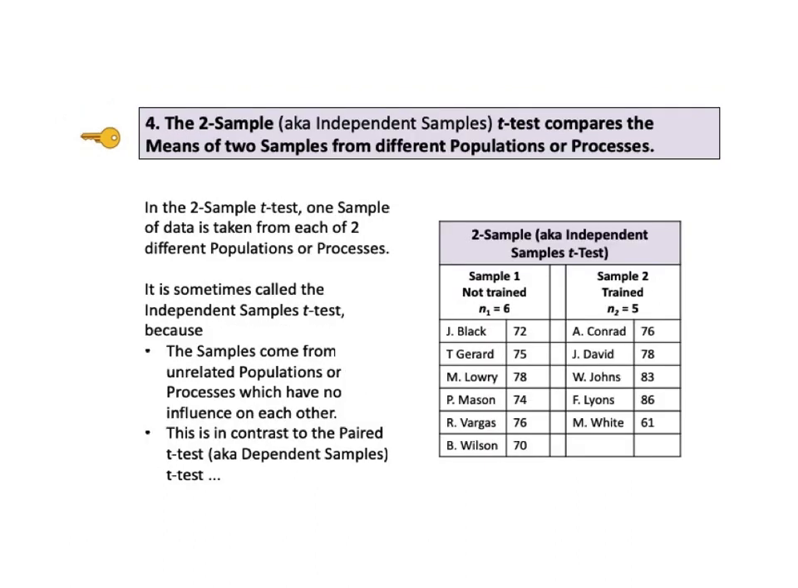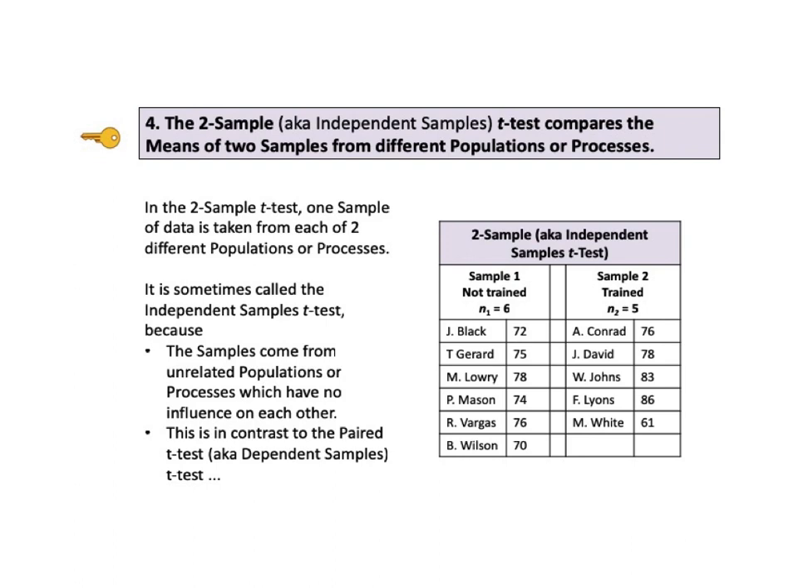In the two-sample t-test, one sample of data is taken from each of two different populations or processes, giving us two samples. The means of the two samples are compared with each other in the t-test to determine if there is a statistically significant difference. This test is sometimes called the independent samples t-test. Samples are said to be independent if they come from unrelated populations or processes, and the samples have no effect on each other. The table shows a sample of size n equals 6 on the left.